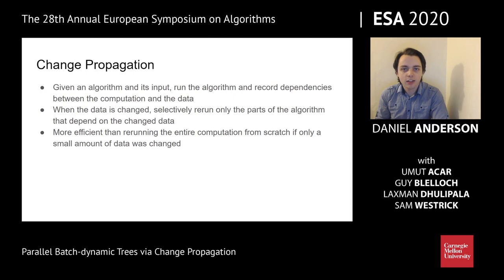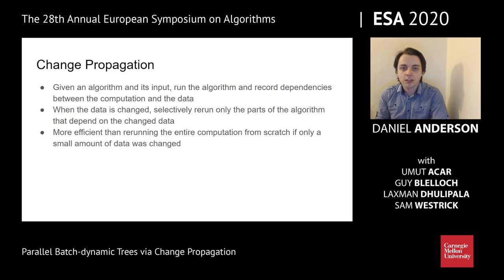So finally, just a quick overview on what I mean when I say change propagation. Change propagation is a technique for automatically dynamizing a static algorithm. So given an algorithm and its input, the algorithm is run and the dependencies between the computation and the data are recorded. Specifically, this means recording the dependencies between who wrote to what variables and who read from what variables.